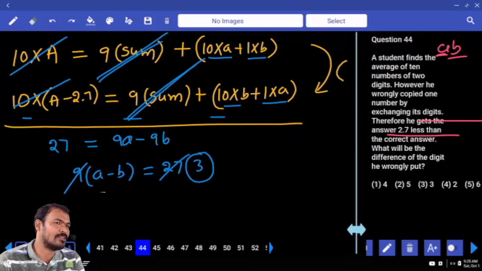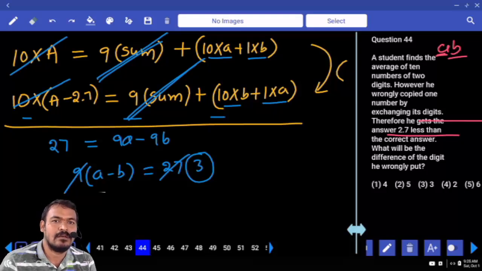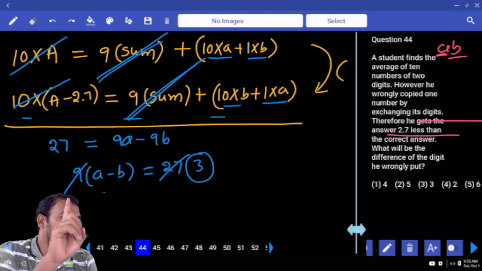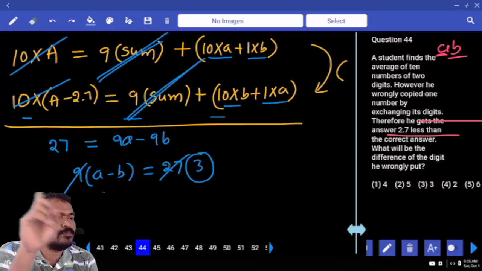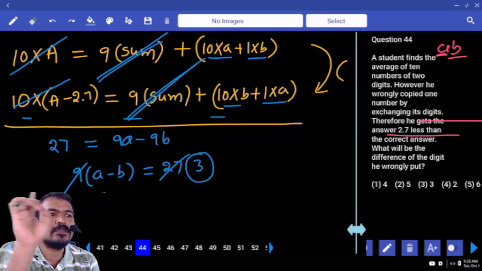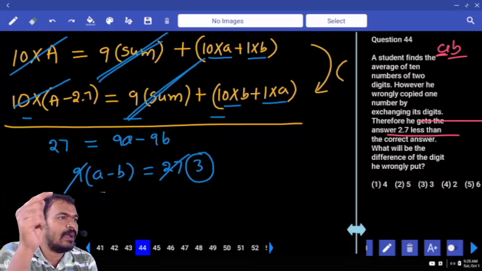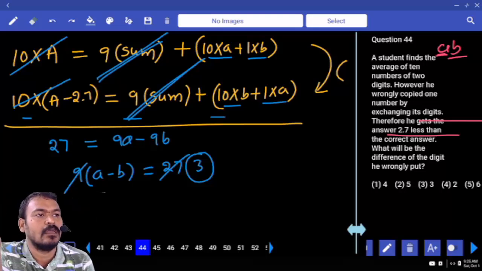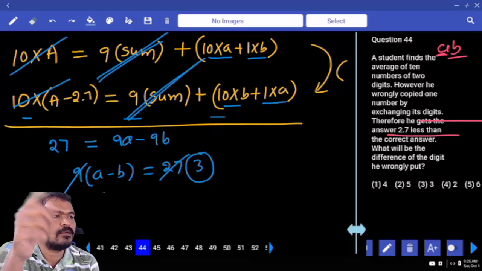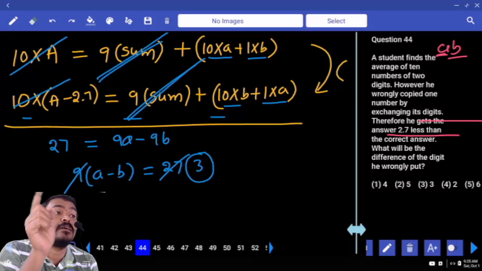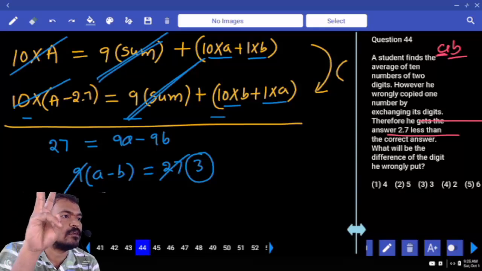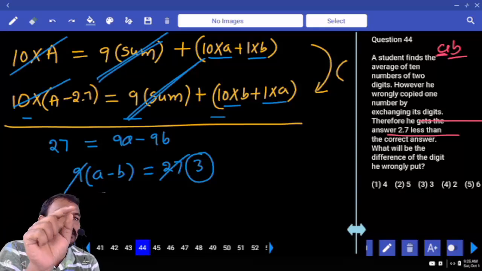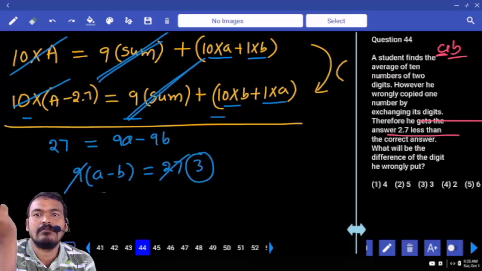If you understand the concept, the questions are easy. How many numbers are changed? Only one number or not? Means the sum changes value, it represents only that one number or not? How much is the sum changed? Average 2.7 decrease means sum is changed by 2.7 into 10 or not? How much? 27. That 27 is divided by the remaining 9 or not? 27 divided by 9, we are getting how much? 3. That 3 is the difference of the digits of that particular number or not?